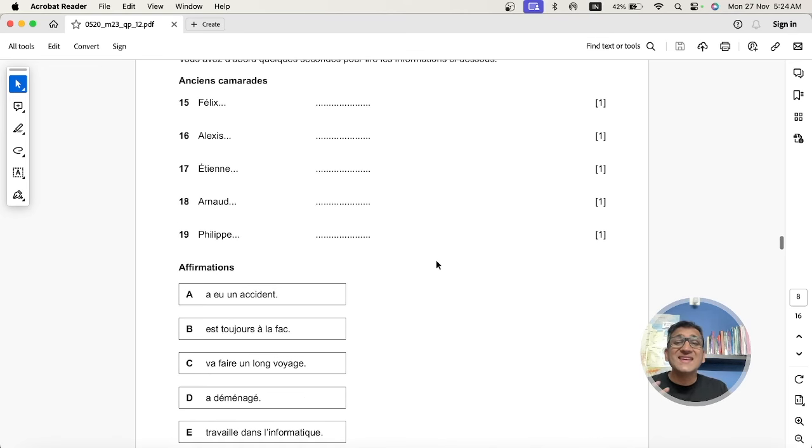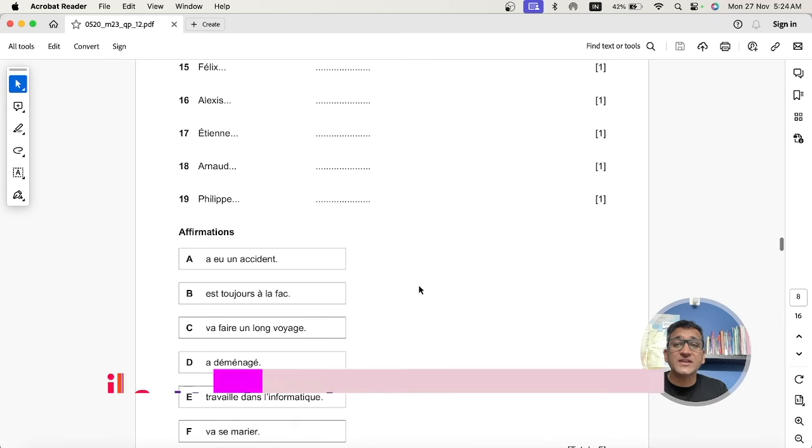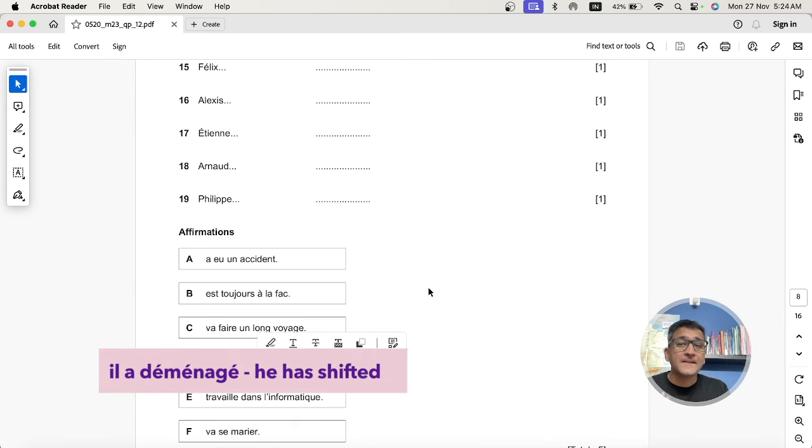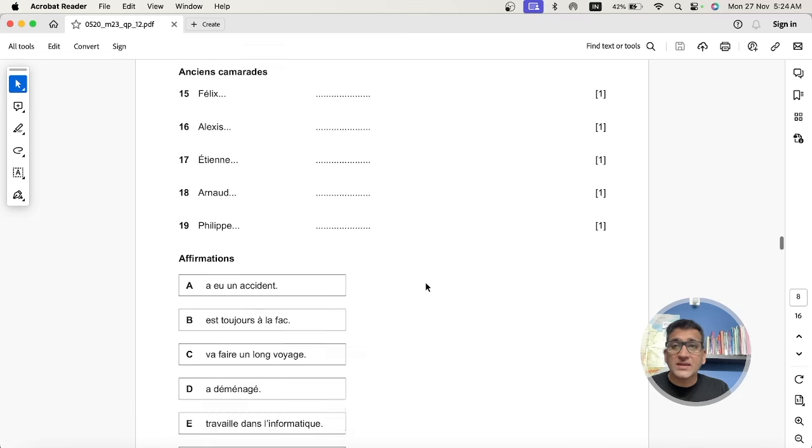It means he has shifted. He has recently shifted. So a déménagé could be the answer. Fine. So this is how you need to get the answers.